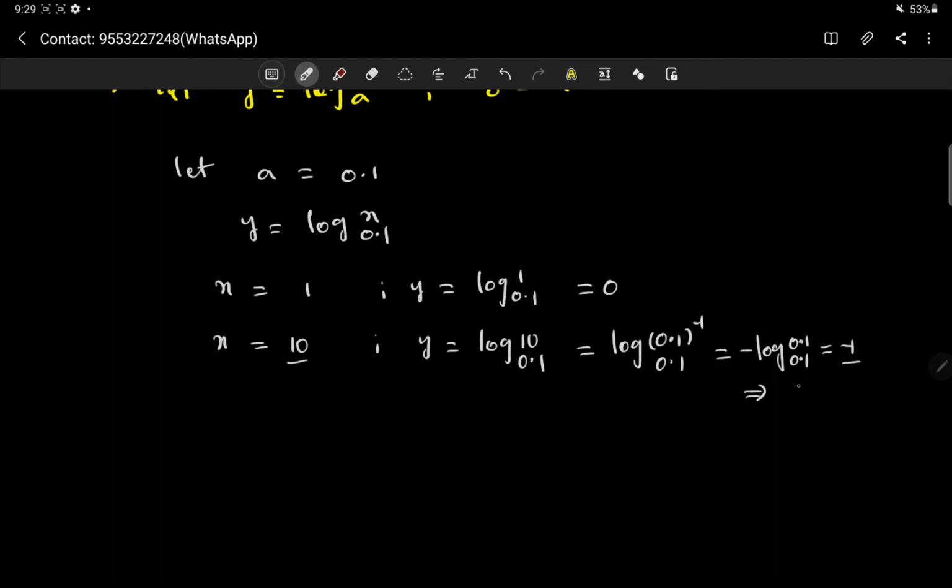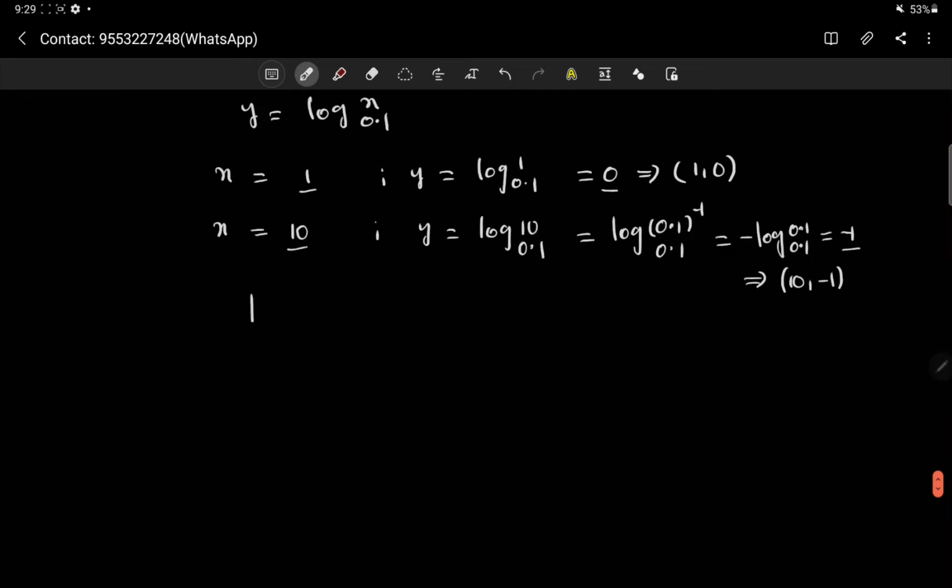So from this what we can say, when you are taking x value as 10, y becomes minus 1. And when we are taking x value as 1, y becomes 0. 1 comma 0 is a point on the curve. Based on these 2 points I am going to take its graph. See here, this is y-axis and this is x-axis. Here you will have 0, here 1 and here 10. And on y-axis, this is -1 and this is 0.